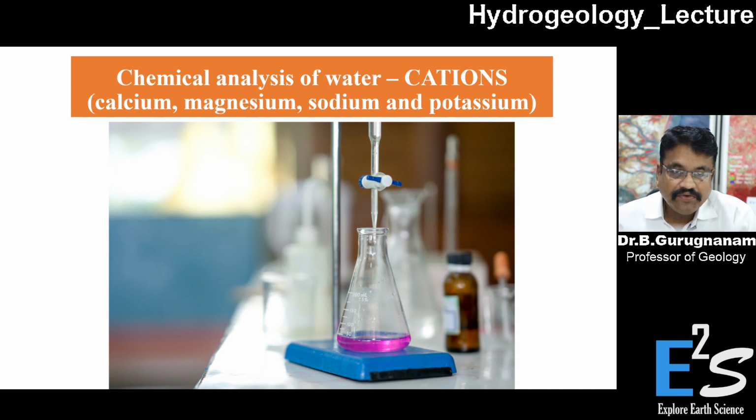So in this lecture, we are going to discuss the characteristics of cations and how they are assessed by the chemical analysis of water. There are four major elements, Ca, Mg, Na and K, and this is how they are calculated by the titration procedure. All these parameters are very important in terms of water quality, because they are normally referred to drinking use, irrigation use and industrial use.